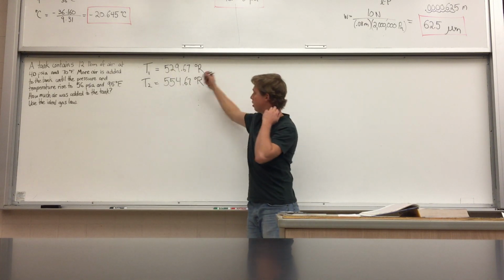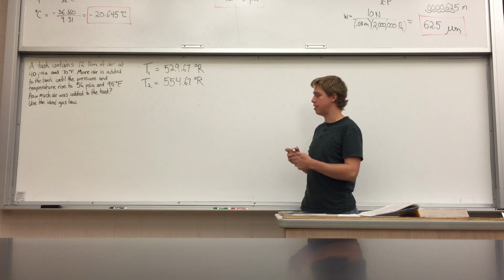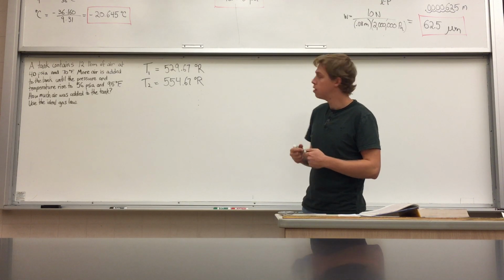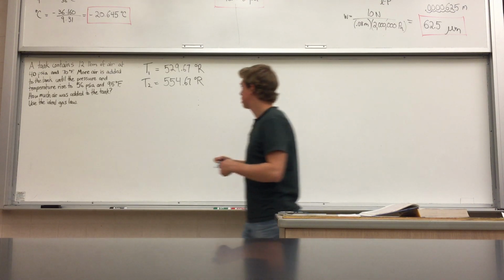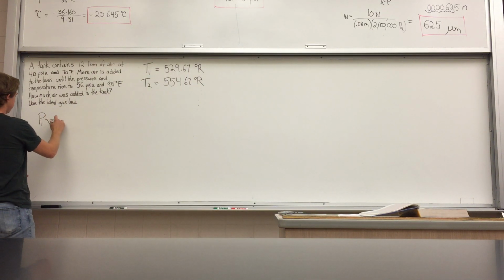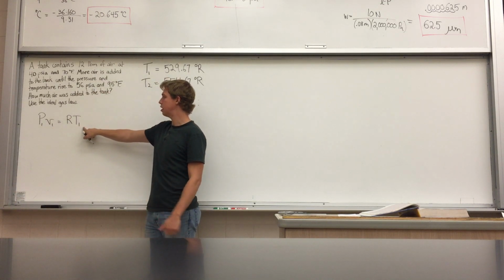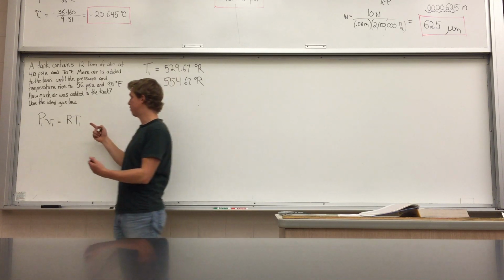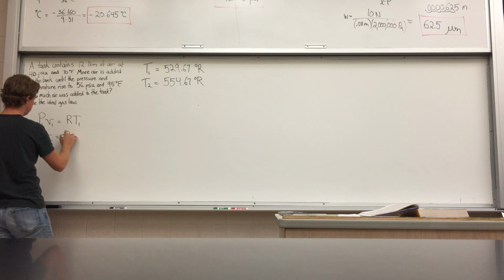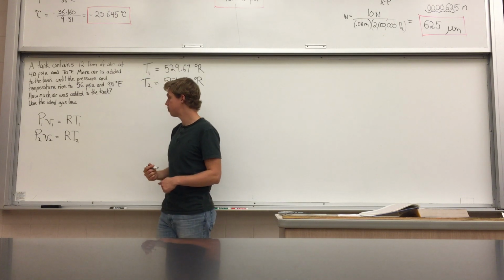T2, the final temperature of 95 degrees Fahrenheit, comes out to 554.67 degrees Rankine. All right, I'm going to start by writing down the ideal gas law twice. I'm going to label P, V, and T with a little 1 for the first initial state. And the second time I write it, I'm going to label each variable with a little 2 for the second state, or the final state.